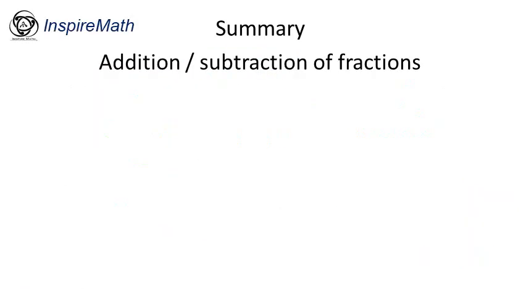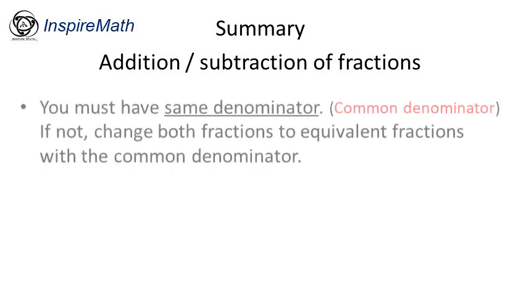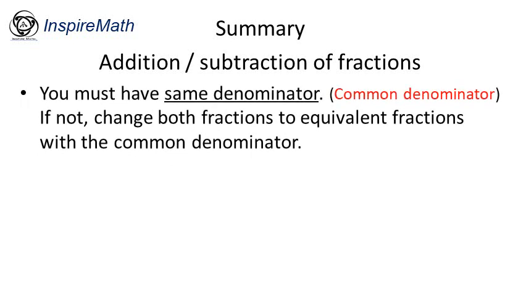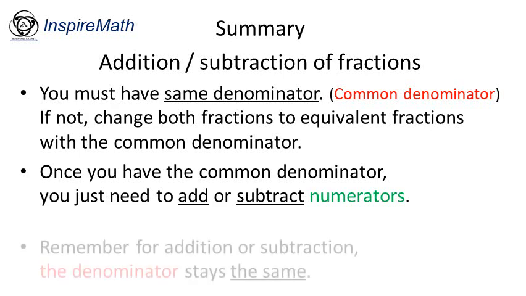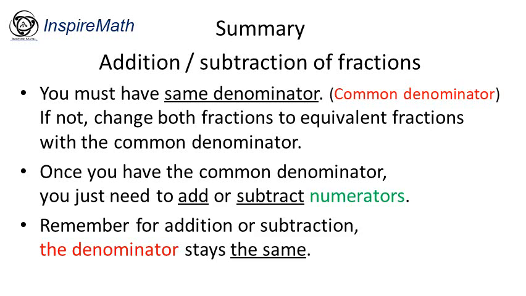Let's summarize today's lesson for adding or subtracting fractions. First of all, check both denominators. If you have the same denominator, you don't need to change anything. If they are not the same, multiply the denominators by each other to get the common denominator. Remember to multiply the same number to both the numerator and the denominator to get equivalent fractions. Once you have a common denominator, you just need to add or subtract the numerators. For addition or subtraction, the denominator stays the same.